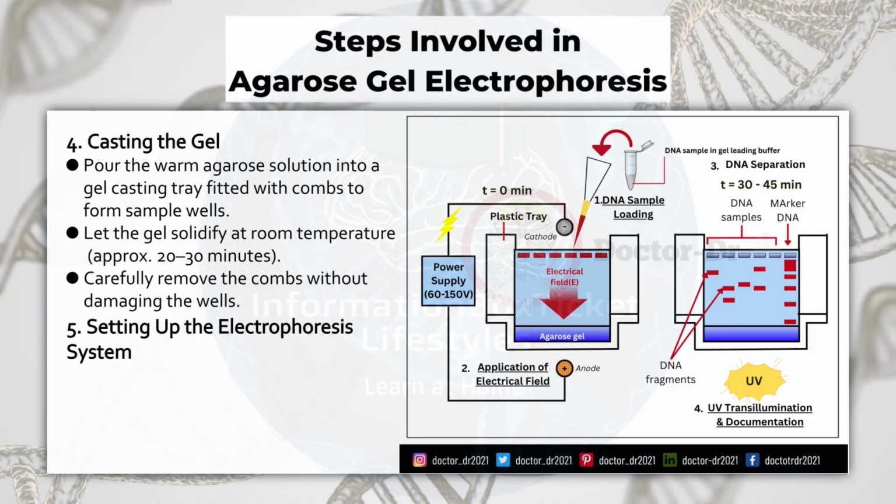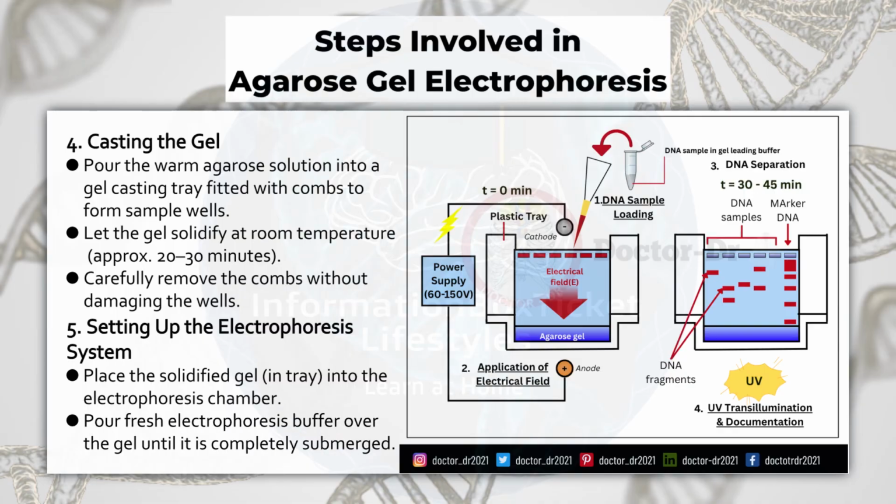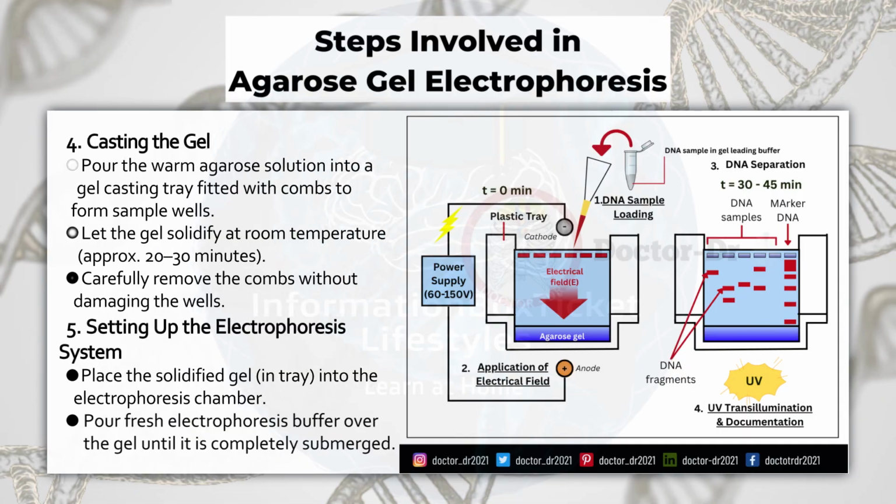Number 5. Setting up the electrophoresis system. Place the solidified gel, in tray, into the electrophoresis chamber. Pour fresh electrophoresis buffer over the gel until it is completely submerged.